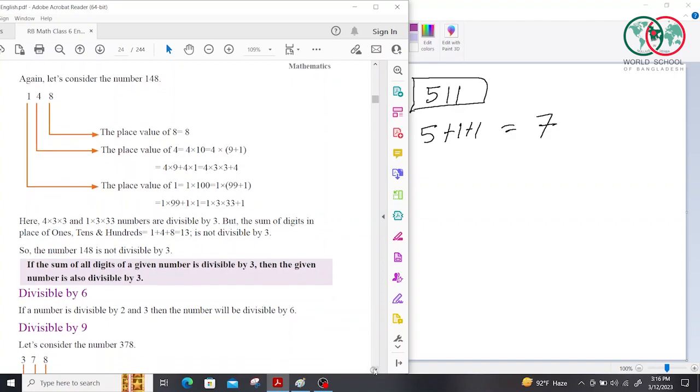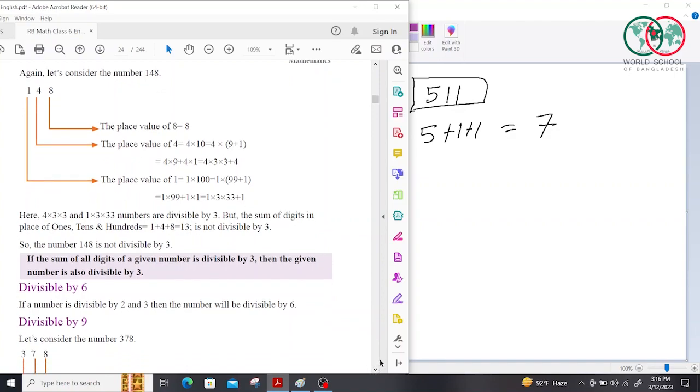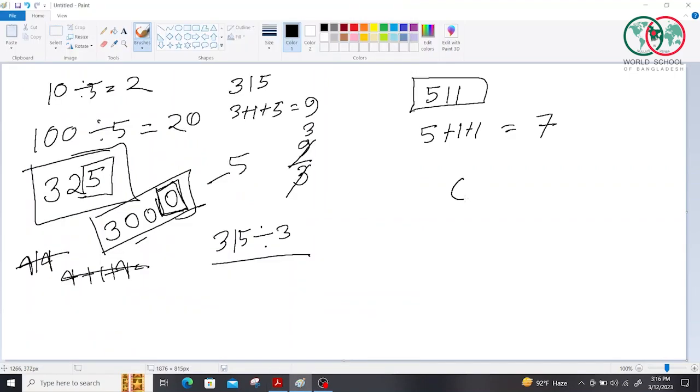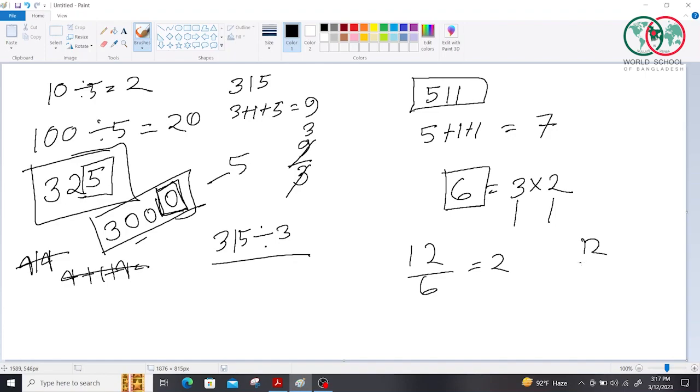Okay, then comes 6. What happens in case of 6? We know 6 equals 3 into 2. That means we can write 6 as 3 into 2. So in short, any number divisible by 3 and also divisible by 2 will be divisible by 6, because suppose 12 is divisible by 6, we get 2. 12 is also divisible by 3, we get 4. 12 is also divisible by 6. So when a number is divisible by both 3 and 2, then it is divisible by 6.